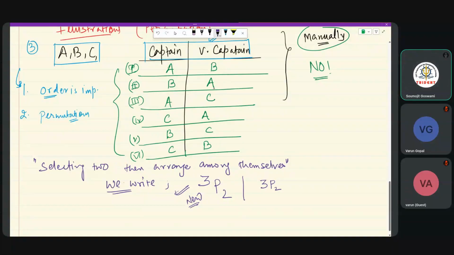What does this mean? First of all, select 2 from 3 and then arrange. What does this mean? Select 2 from 3 and then arrange.